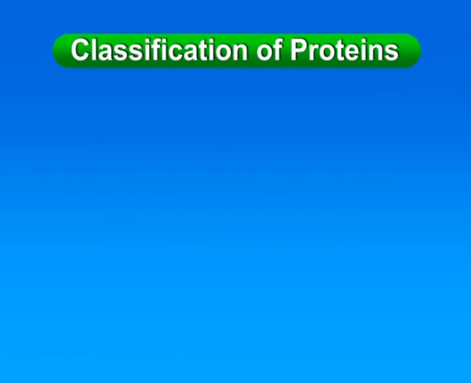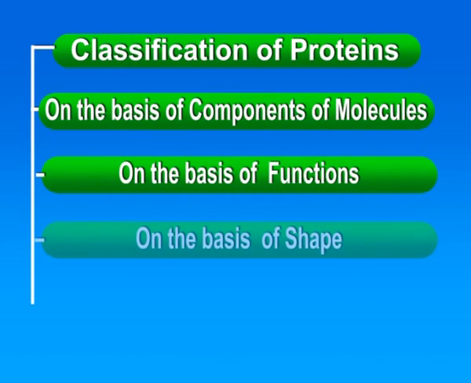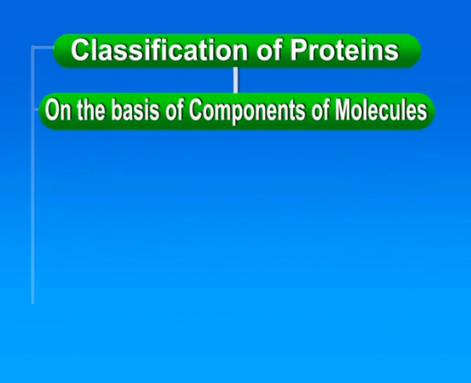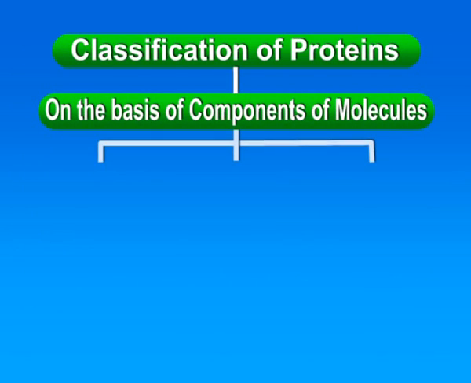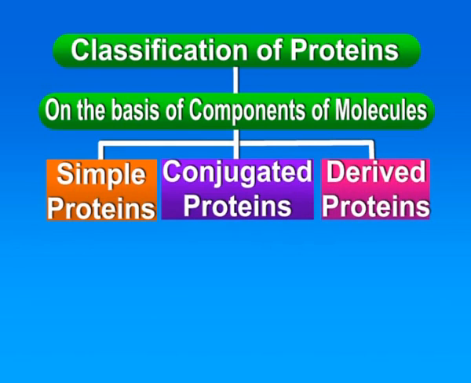Classification of proteins. Proteins can be classified on the basis of components of molecules, functions, shape, and nature of molecules. On the basis of components of molecules, on the basis of composition, the protein can be simple proteins, conjugated proteins, derived proteins. Let us first discuss these types one by one.